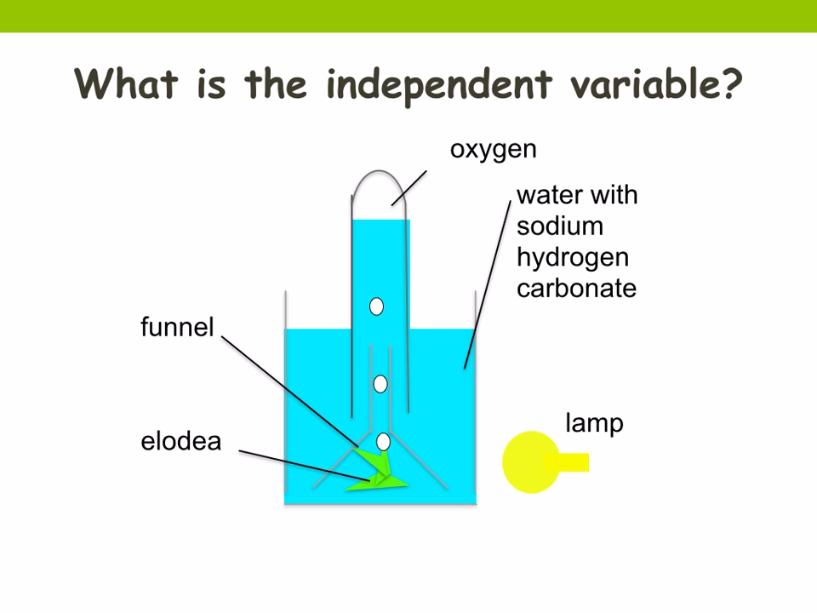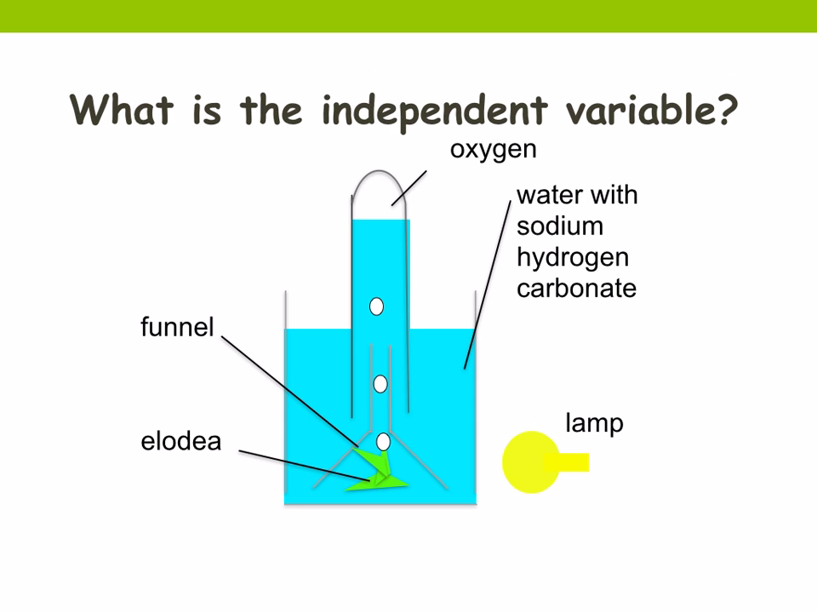So what is the independent variable? Well, the independent variable is the one that you are controlling. So if you want to look at how light intensity affects the rate of photosynthesis, what will your independent variable be? It's going to be the light intensity, so you can move the lamp closer or further away from the apparatus to see how the light intensity affects the rate of photosynthesis.